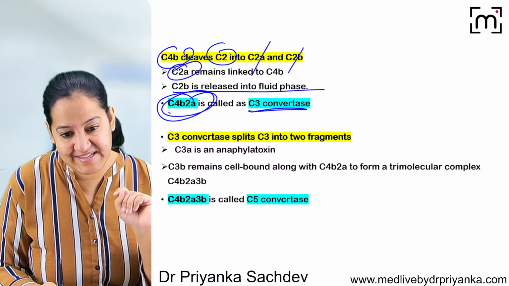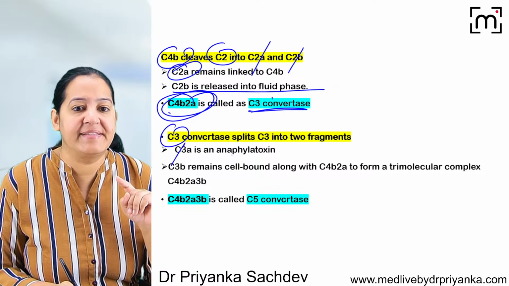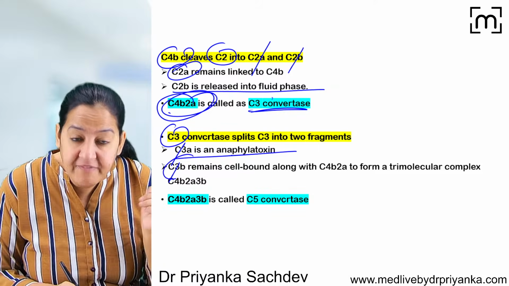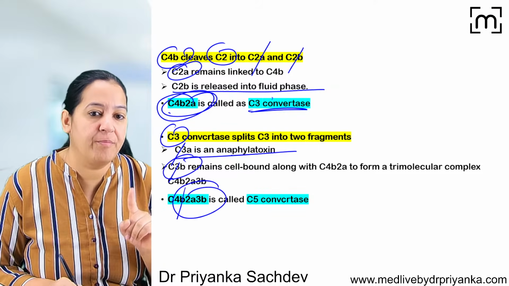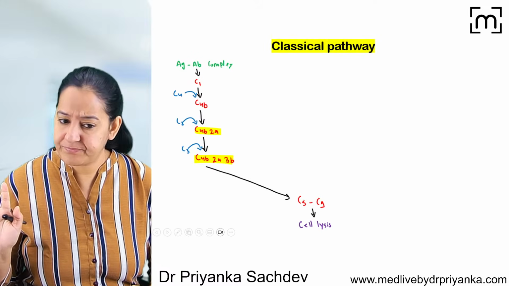And this is C3 convertase. It will go to C3 and split C3 into C3a and C3b. Again, C3a will not continue, it is an anaphylatoxin. C3b will continue and form C4b2a3b, and it is the C5 convertase. So we are done with this pathway.